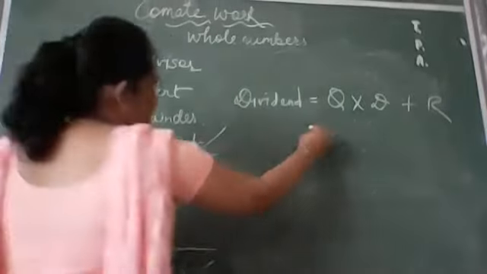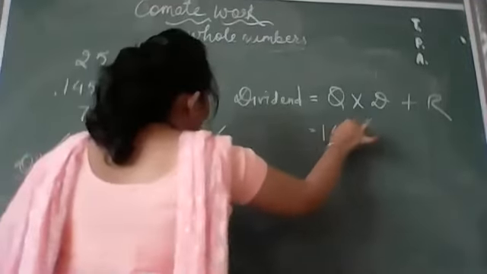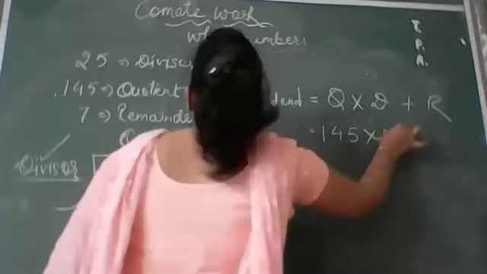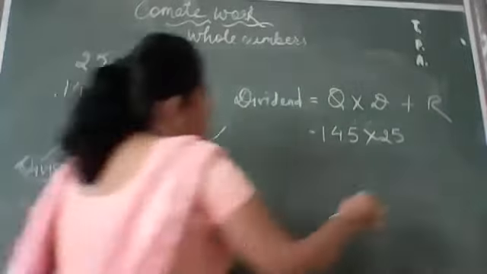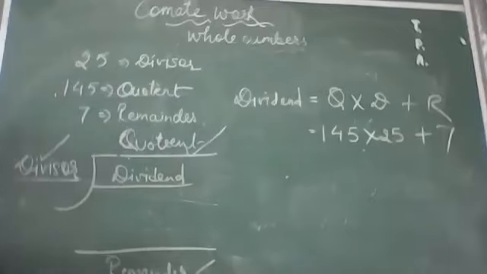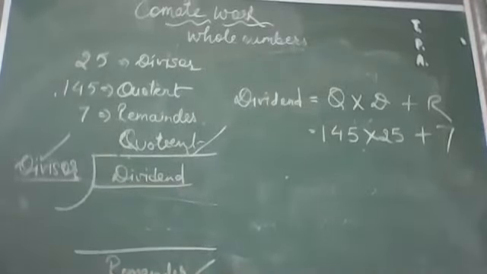What will be the values, beta? Q was already given in the question, that was 145, multiplied by the divisor. The divisor was also given, that was 25 only, plus R. R means remainder. That was also given to you. Okay. Now, very simple process. First, you need to just multiply.